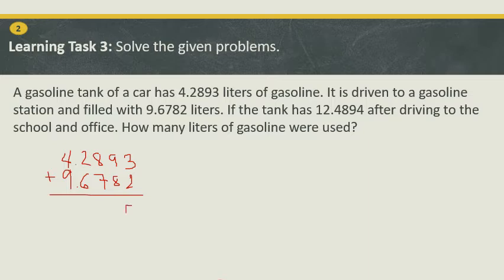So, i-add muna natin siya simula sa kanan. So, 3 plus 2 is 5. 9 plus 8 is 17. So, carry 1. 8 plus 1 is 9, plus 7 is 16. So, carry 1 ulit. So, 6 plus 2 is 8, plus 1 is 9. Then, copy natin yung decimal point. Then, 4 plus 9 is 13. So, ibig sabihin, nung una, 13 and 9,675 10,000 pa yung gas.